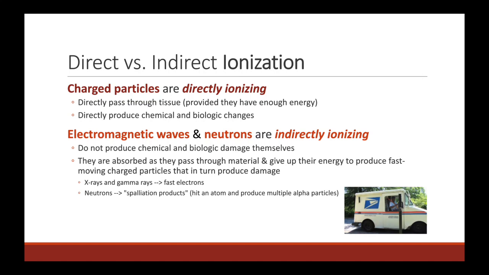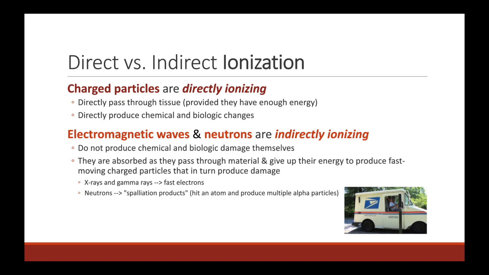Charged particles, such as protons and electrons, are directly ionizing. So as long as they have enough energy, they can directly pass through the tissue, and they themselves can produce chemical and biologic changes that lead to the DNA damage, which is how cancer cells die.